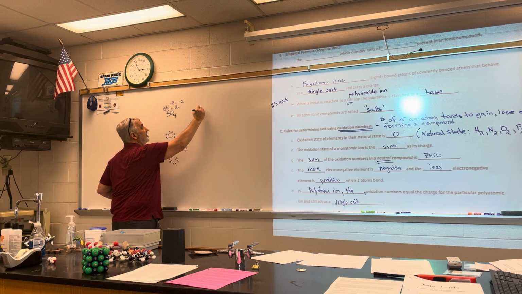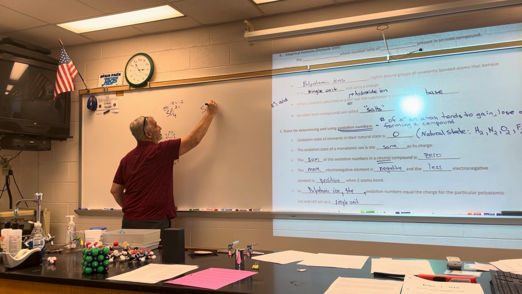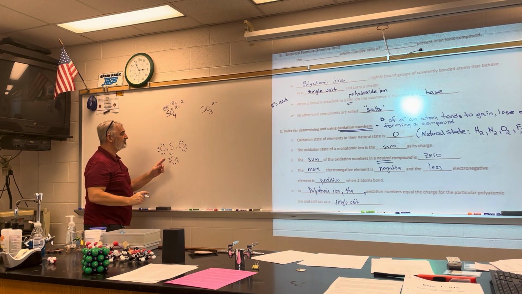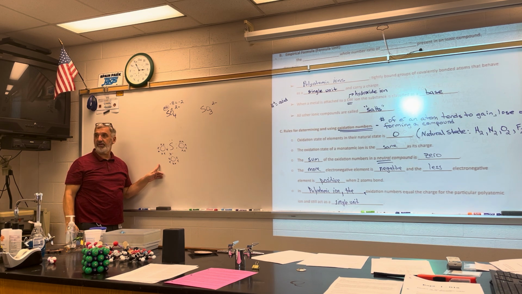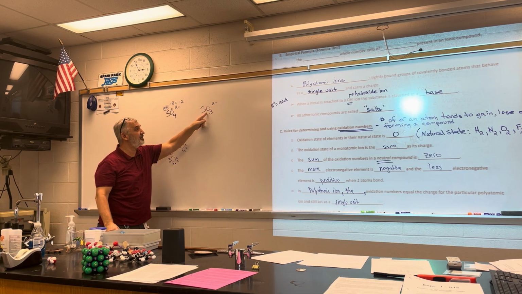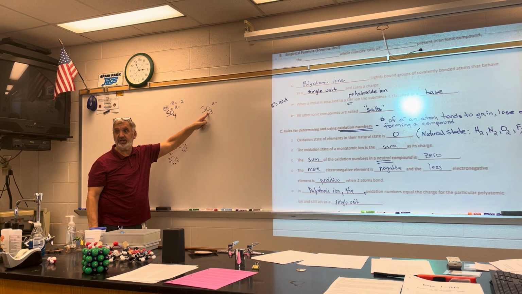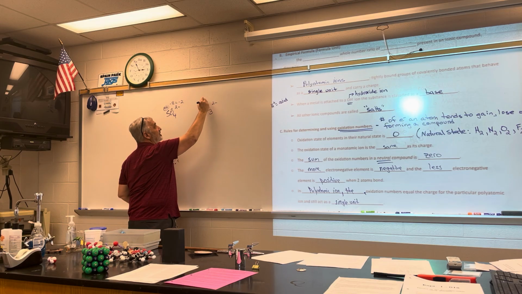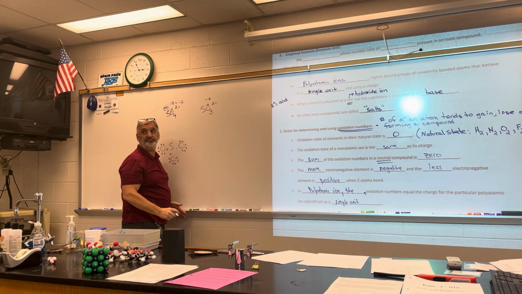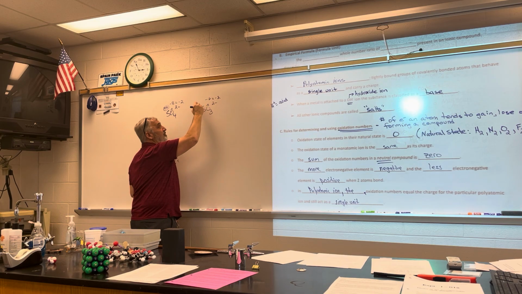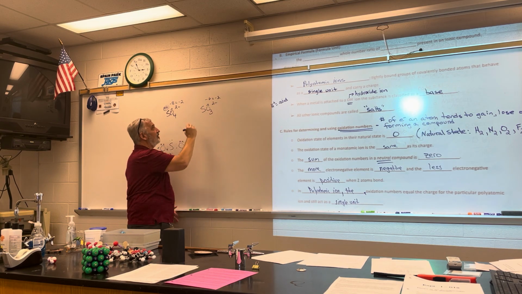But I can also have SO3 2-, which means I'll just take one of these away. Now how many of sulfur's electrons are involved in bonding? 1, 2, 3, 4. But I can figure that out here, because what's oxygen's oxidation state? -2. We got 3 of them, so it's -6. What does it have to add up to? It has to add up to -2, so sulfur must be +4.